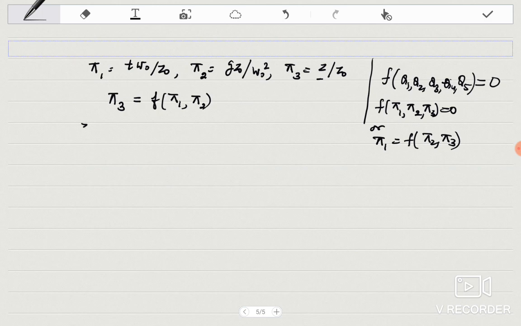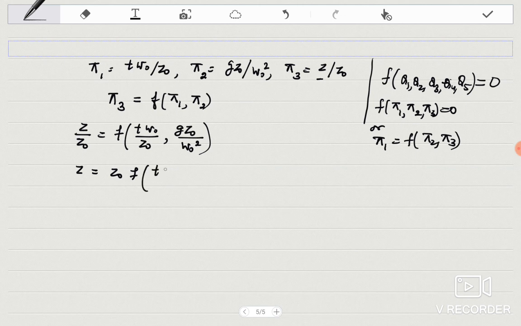What is pi 3? Pi 3 is z upon z naught, and this is a function of pi 1. Pi 1 is t w naught upon z naught, and pi 2 is g z naught upon w naught square. In this way, what is your z? Z is z naught function of w naught upon z naught, g z naught upon w naught square. You may also write it in terms of Froude number. So this is the elevation which we have found with the help of non-dimensional parameters.